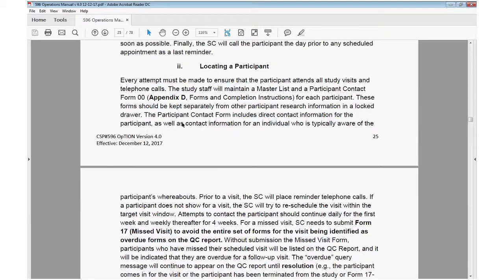Locating a participant: every attempt must be made to ensure the participant attends all study visits and telephone calls. The study staff will maintain a master list and a participant contact form, Appendix D forms of completion instructions for each participant. These forms should be kept separately from other participant research information in a locked drawer. For example, the participant contact CRF or the contact information needs to be kept separate from the participant binder. To have those together is a protocol violation and is a potential confidentiality risk of the patient.